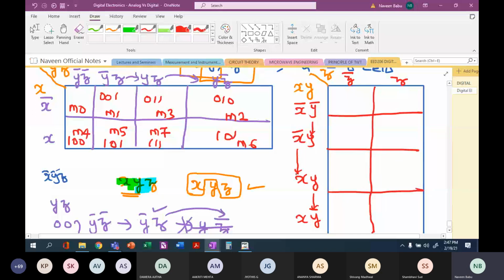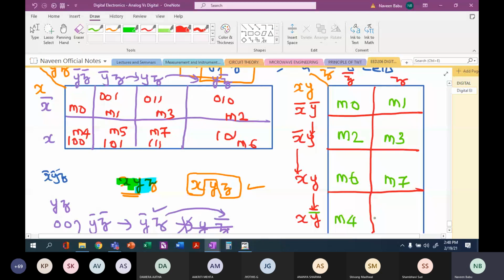And what is the minterm corresponding to this particular cell? This cell corresponds to 0, 0, 0, M0. This cell corresponds to 0, 1, 0, so it is M2. This cell corresponds to 0, 0, 1, M1. This cell corresponds to 0, 1, 1, M3. This cell corresponds to 1, 1, 0, which is M6. This cell corresponds to M7. This one corresponds to 1, 0, 0, which is M4. And this corresponds to 1, 0, 1, which is M5.